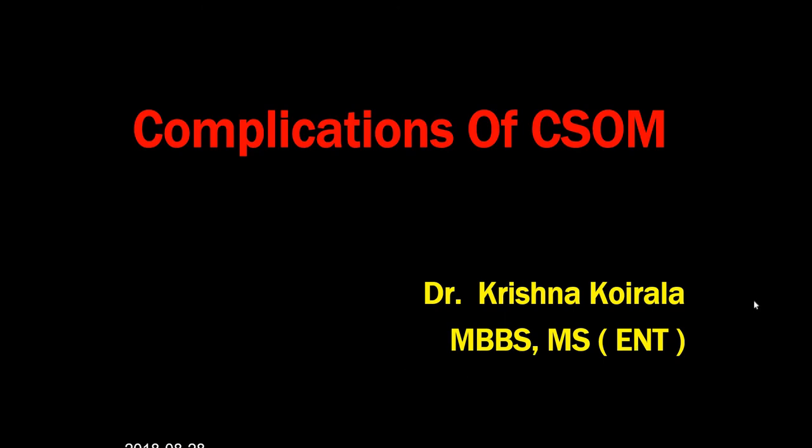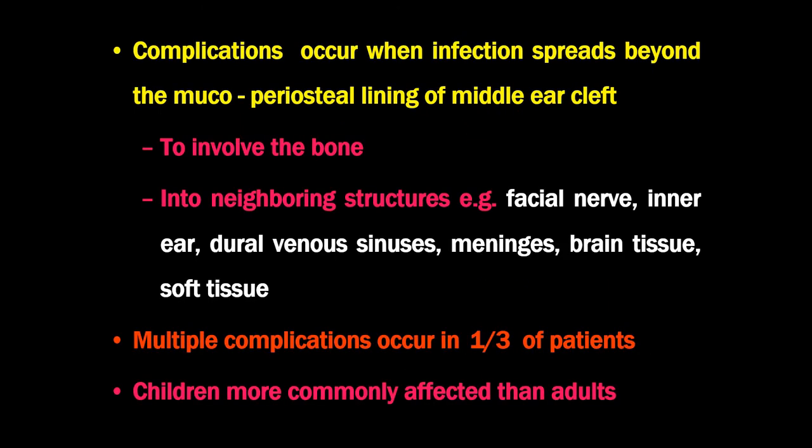To start with, complications of CSOM occur when infection spreads beyond the mucoperiosteal lining of the middle ear cleft. Either it involves the bone or spreads into neighboring structures like the facial nerve, inner ear, dural venous sinuses, meninges, brain tissue, and soft tissues. Multiple complications are not uncommon, and they occur in around one-third of the patients. Children are more commonly affected than adults because they have well-pneumatized mastoids.